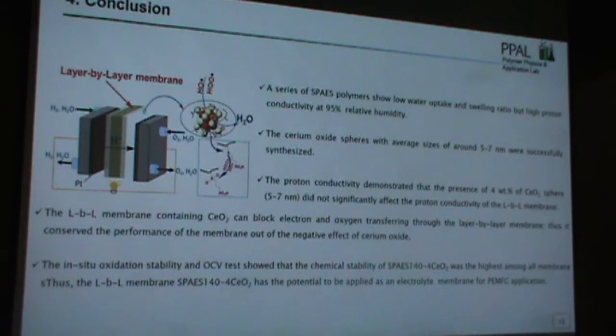Moreover, the layer by layer membrane can prevent the electron transfer of the cerium oxide. And finally, we can see the membrane containing 4% of the cerium oxide has very good properties, such as chemical stability and others. So this has high potential to be applied as a proton exchange membrane for fuel cell applications. Thank you so much for your listening.